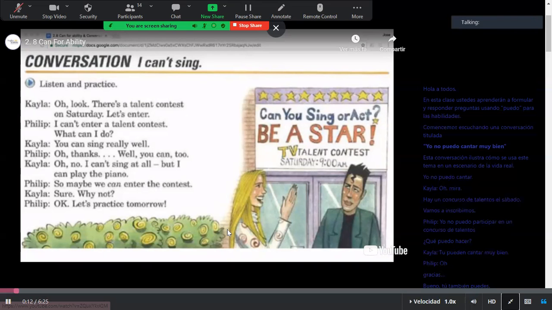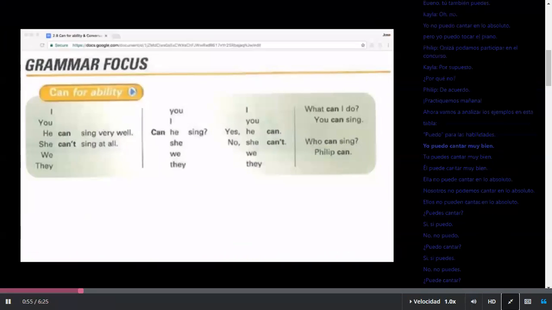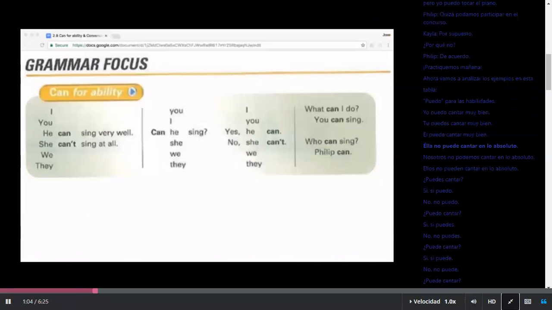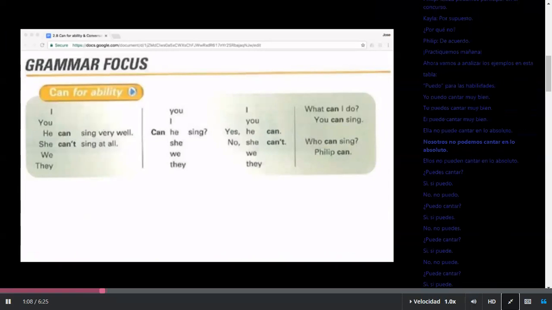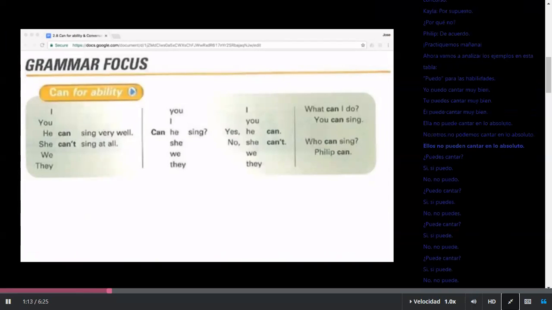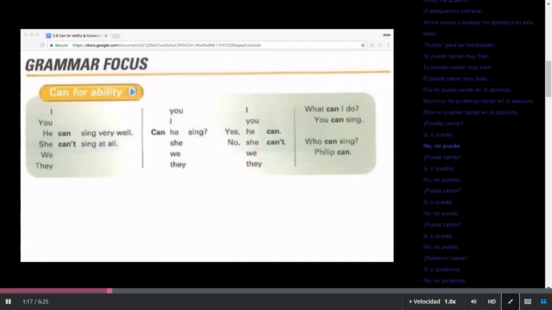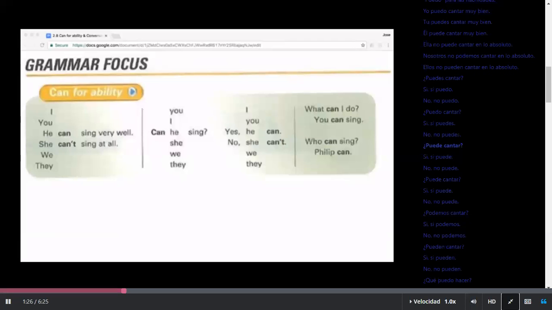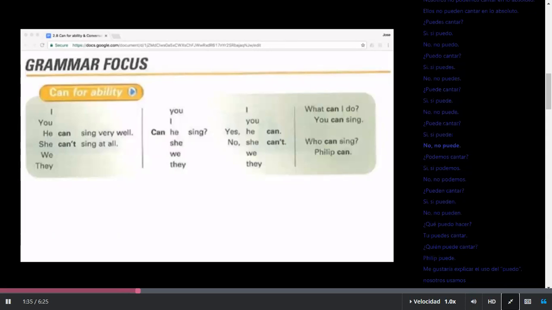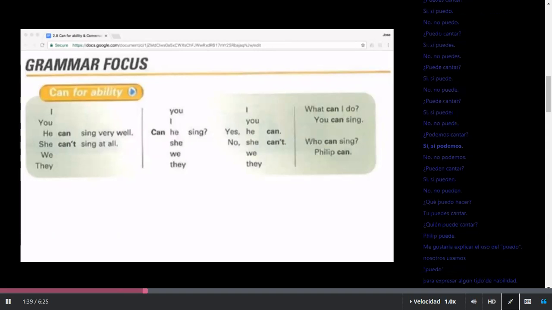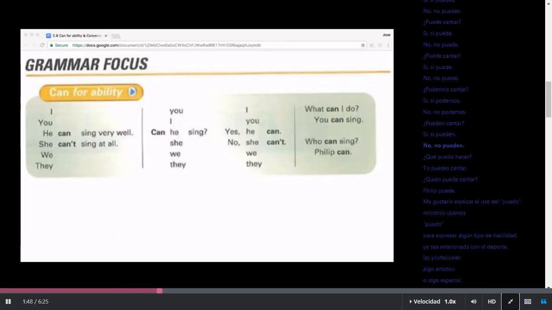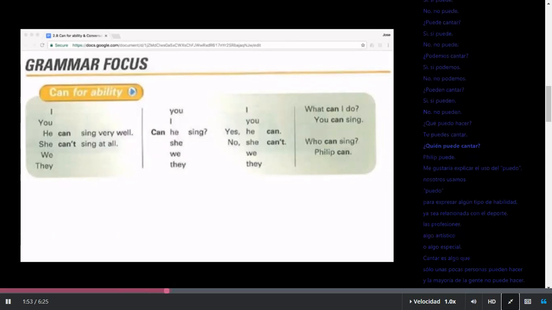Now let's analyze the examples on this chart. Can for ability. I can sing very well. You can sing very well. He can sing very well. She can't sing at all. We can't sing at all. They can't sing at all. Can you sing? Yes, I can. No, I can't. Can I sing? Yes, you can. No, you can't. Can he sing? Yes, he can. No, he can't. Can she sing? Yes, she can. No, she can't. Can we sing? Yes, we can. No, we can't. Can they sing? Yes, they can. No, they can't. What can I do? You can sing. Who can sing? Philip can.